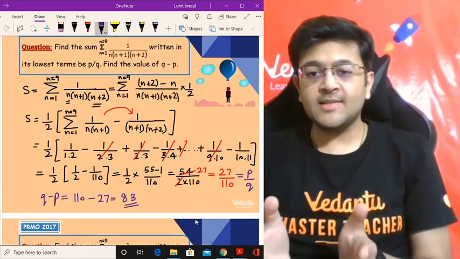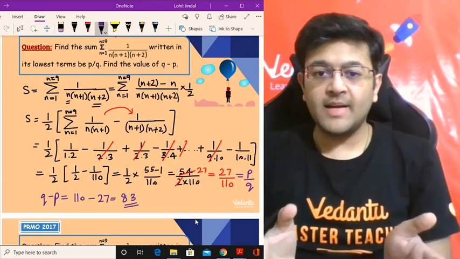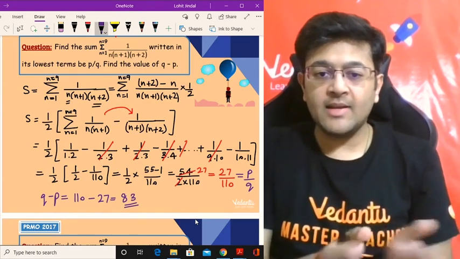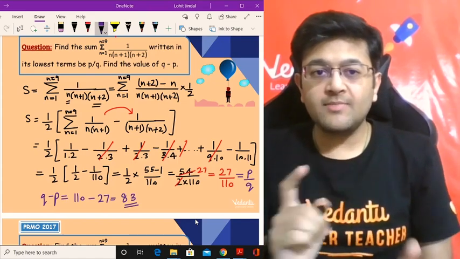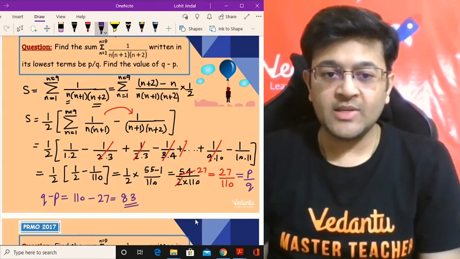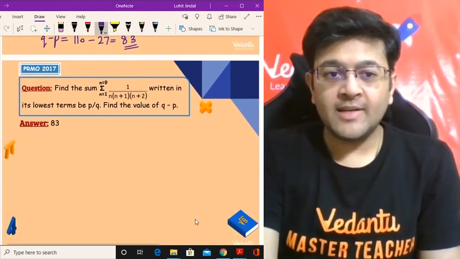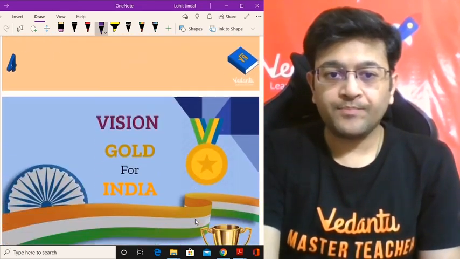Okay, so let's confirm this form of addition, because the terms of the sum are in plus and minus form, right? They are getting cancelled symmetrically. Okay, cyclically they are getting cancelled when I'm increasing the values of n. So this method is called the telescopic method, which I already told you right before this. Okay, so this is the last question for the day. So the answer is 83.